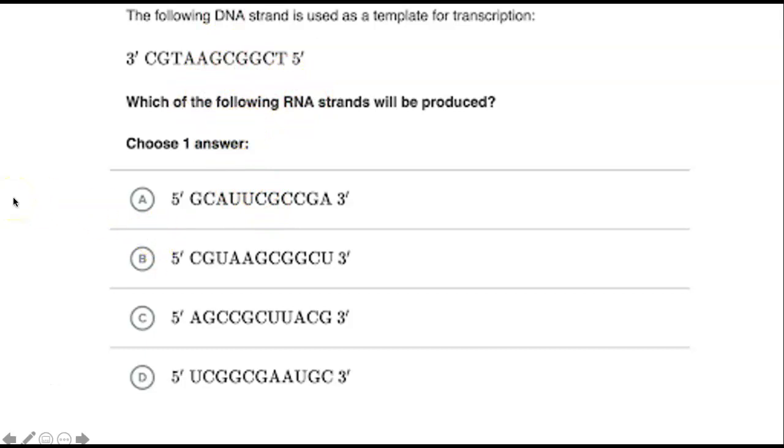Now, it could be trickier than that. What if I put 5' GCA, the correct answer, but right below it I put 3' GCA UUC. Okay, I put the exact same letters, but I switched 3' and 5'. Well, if you select 3' to 5', when the template is 3' to 5', that's incorrect because that's not anti-parallel. And so I hope that makes sense for you guys. Of course, always give me a shout via email or message if you don't understand.